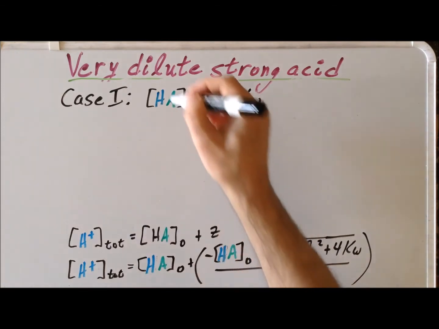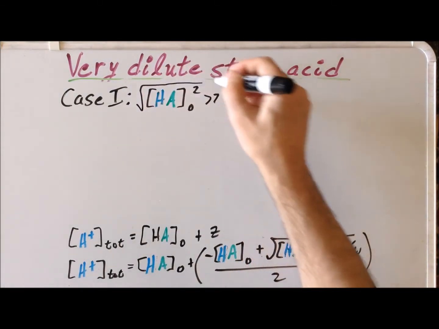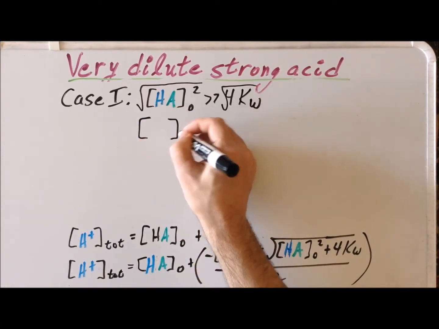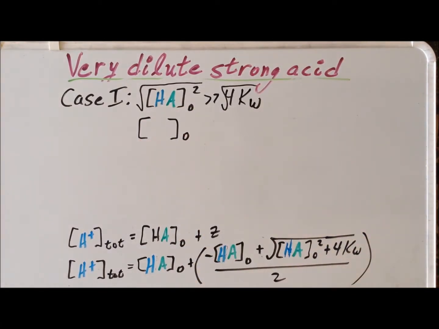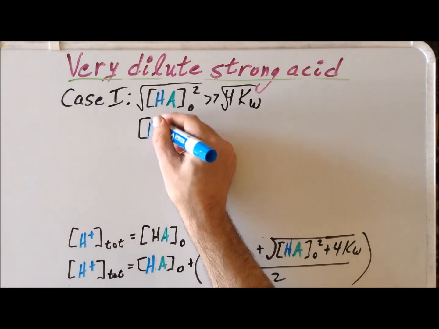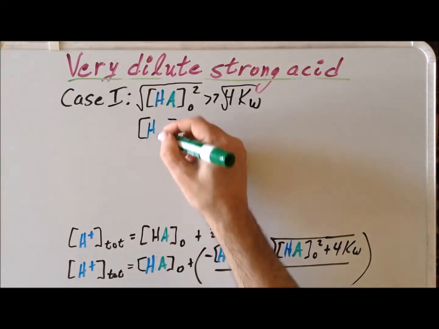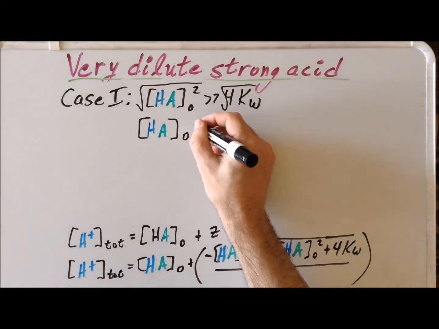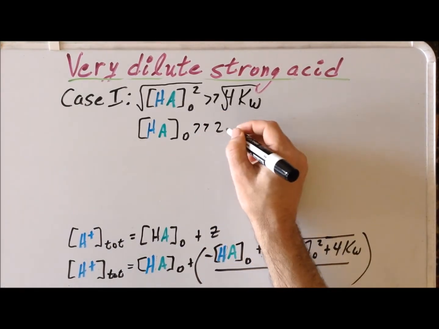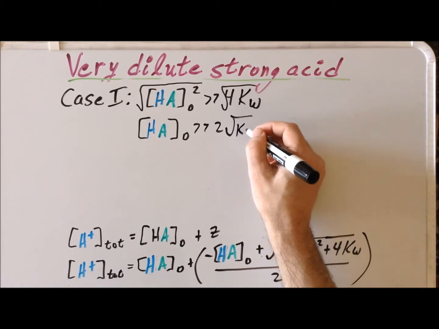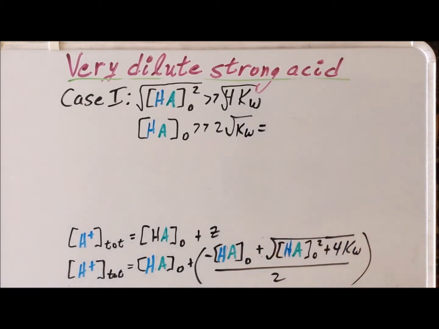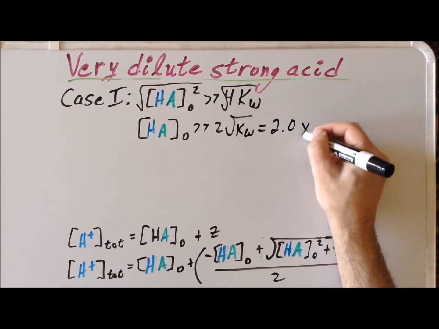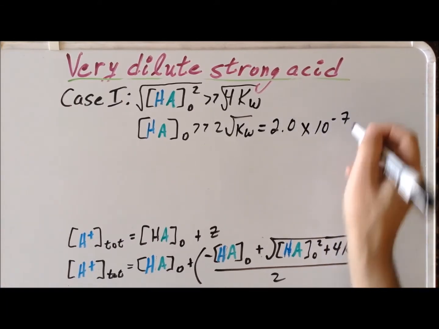So we can solve this further by taking the square root of each side. So this is equivalent to the situation where the concentration of the strong acid, HA, is much greater than 2 times the square root of the dissociation constant of water, which numerically would give us 2.0 times 10 to the minus 7.